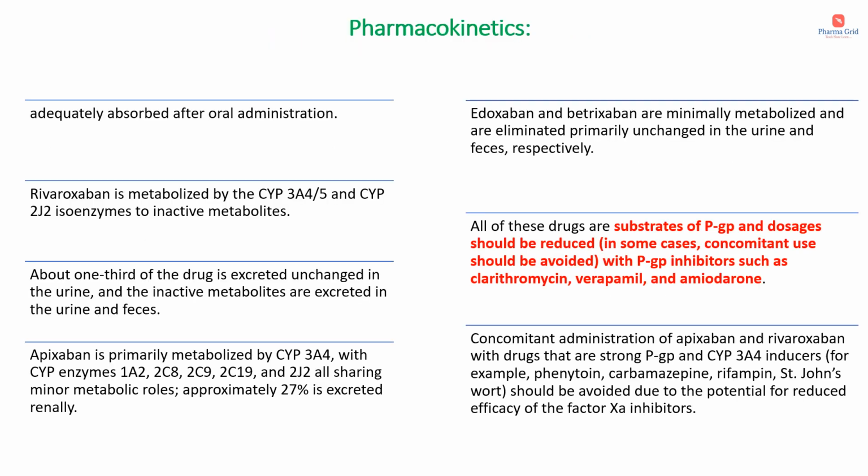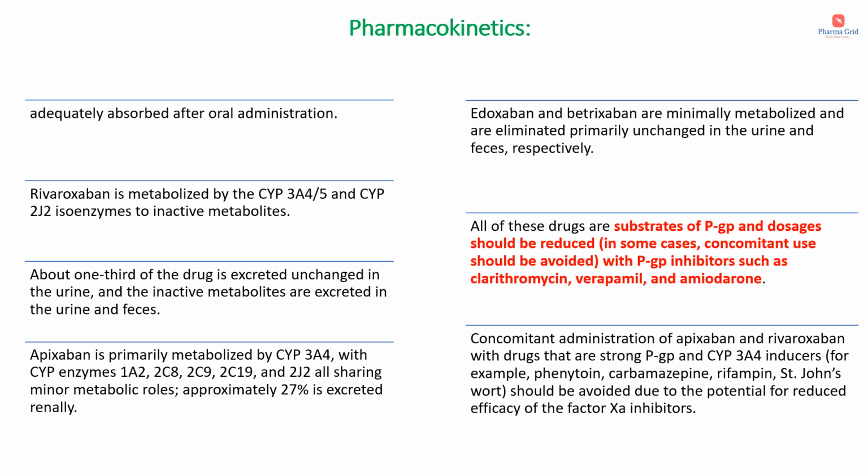Pharmacokinetics of these direct oral factor Xa inhibitors. They are adequately absorbed after oral administration. Rivaroxaban is metabolized by the CYP3A4/5 and CYP2J2 isoenzymes to inactive metabolites. About one-third of the drug is excreted unchanged in the urine, and the inactive metabolites are excreted in the urine and feces. Apixaban is primarily metabolized by CYP3A4, with CYP enzymes 1A2, 2C8, 2C9, 2C19 and 2J2 all sharing minor metabolic roles. Approximately 27% is excreted renally.